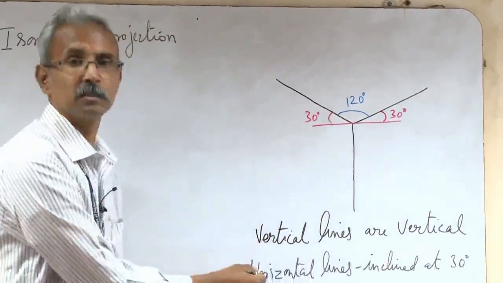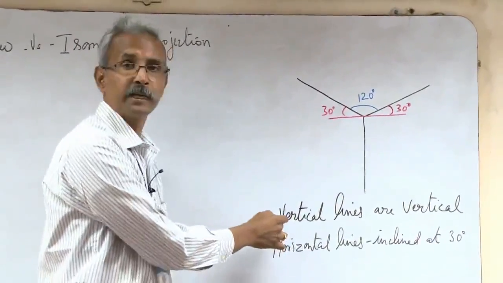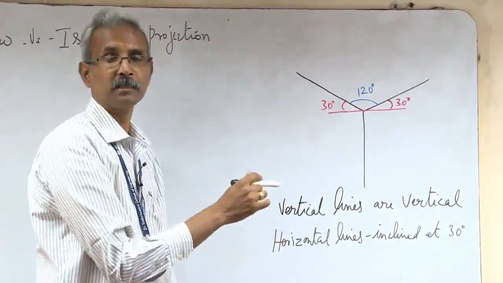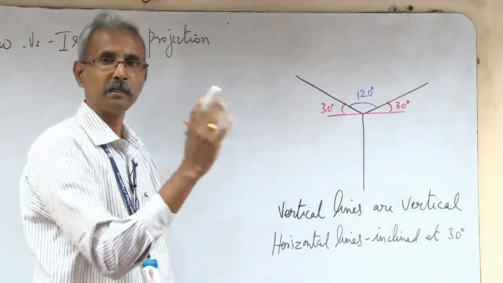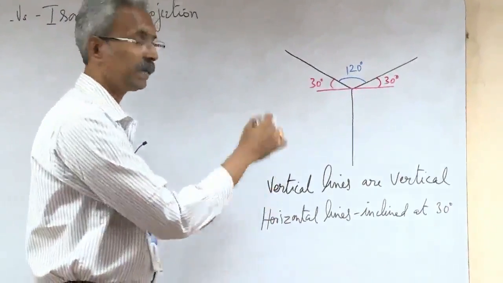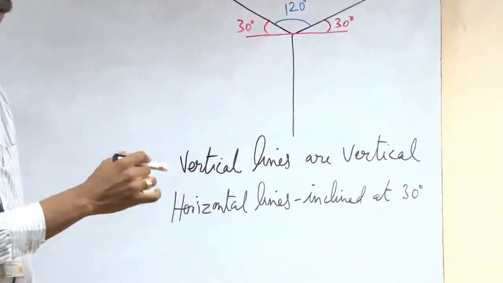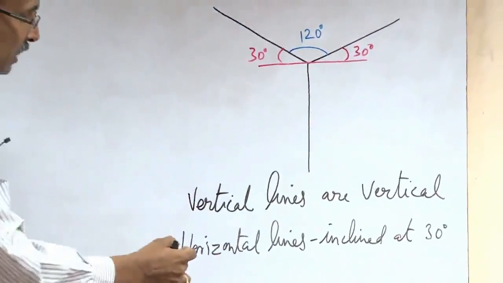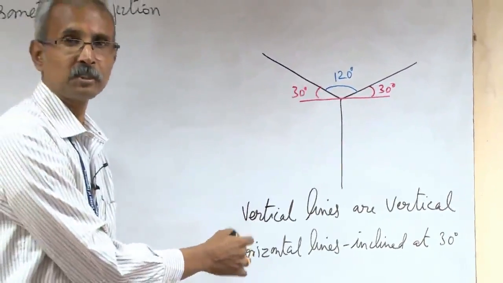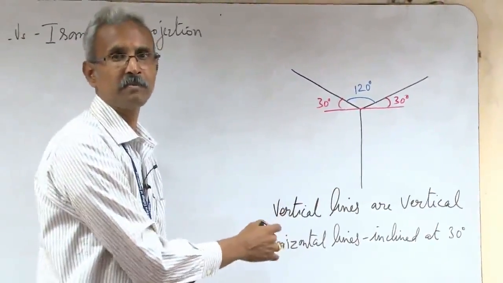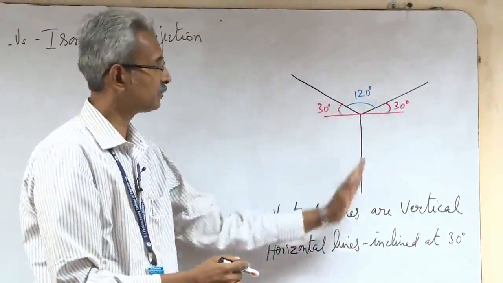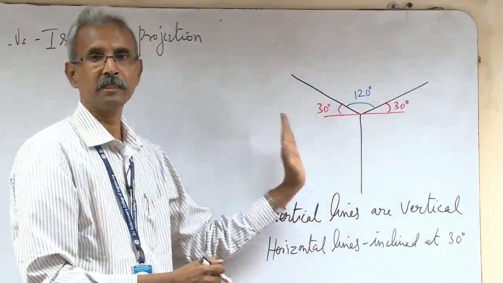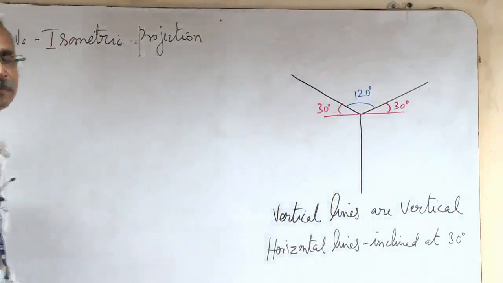So these are the two things which you have to remember: the vertical lines will remain as vertical lines, in the actual solid and the isometric both, whereas the horizontal lines will be inclined at 30 degrees. This is applicable to all isometric lines: when I say horizontal lines, these will be inclined at 30 degrees and the vertical line will remain vertical. This we have to keep in mind.